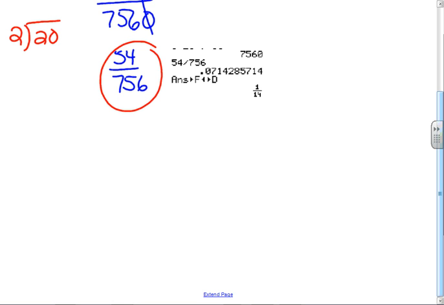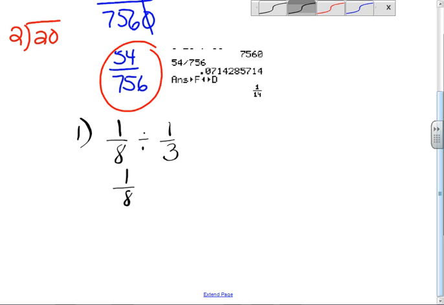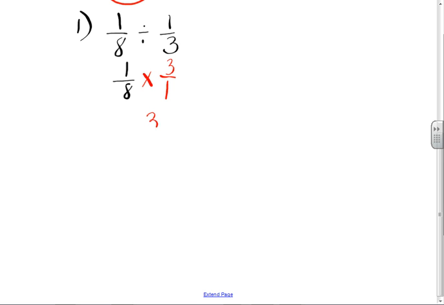Okay, so number 1 is 1/8 divided by 1/3. You will rewrite it as 1/8, and then you're going to make it times 3/1. And then you're going to give me the answer, which is 3/8. Okay, so I want to see the work. And if you can reduce, you can reduce.